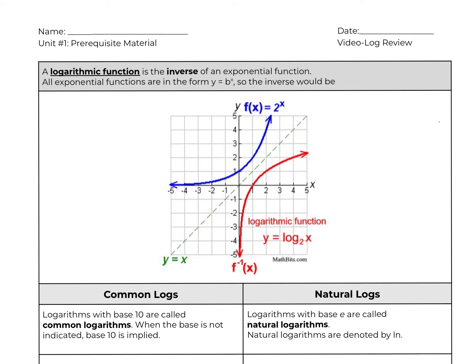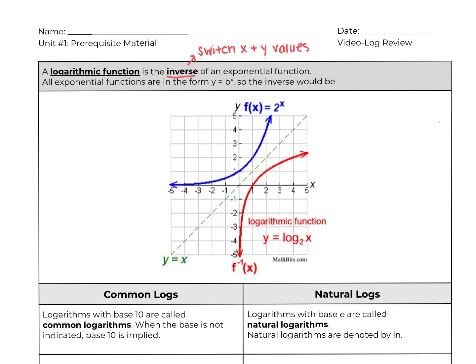Hi everyone, in today's lesson we're going to review logs. First, let's review the definition. Well, a logarithmic function is the inverse of an exponential function. So this word inverse means that we will switch the x and y values.